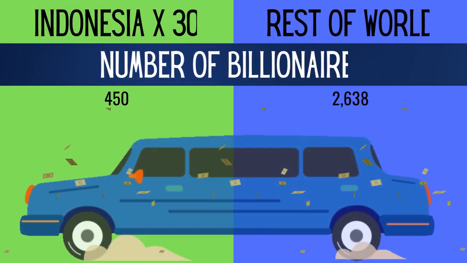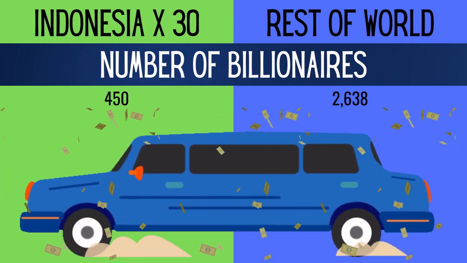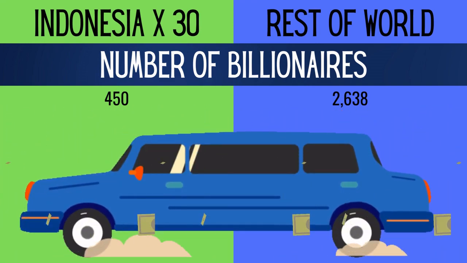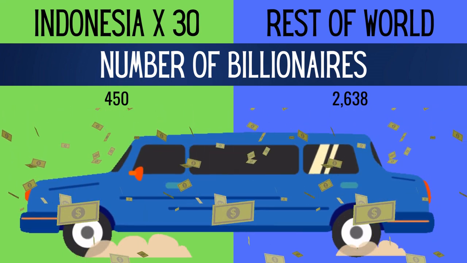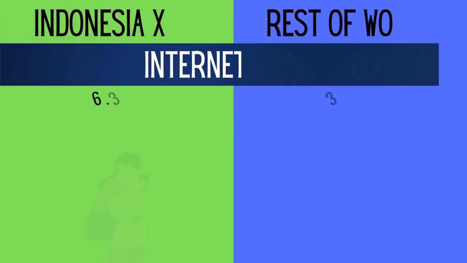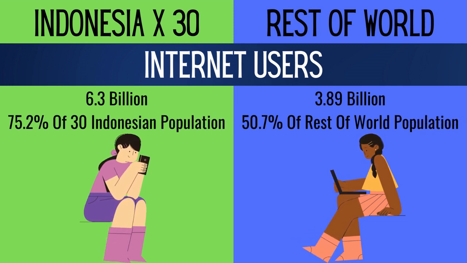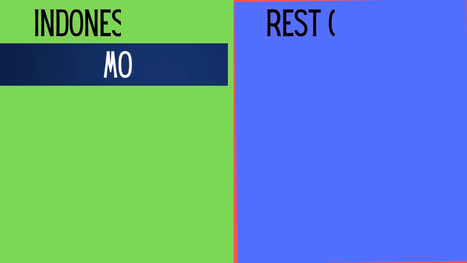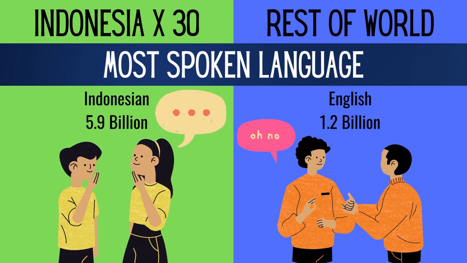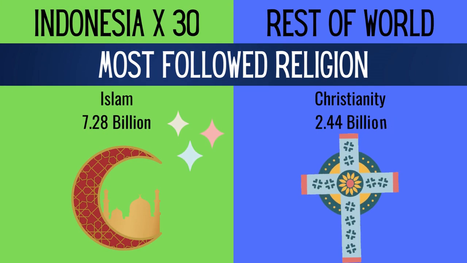There are 450 billionaires in 30 Indonesia, and there are 2,638 billionaires in rest of the world. There are 6.3 billion internet users in 30 Indonesia, and there are 3.89 billion internet users in rest of the world. Indonesian is the most spoken language in Indonesia, and it's English in rest of the world. Islam is the most followed religion in Indonesia, and Christianity is the most followed religion in rest of the world.